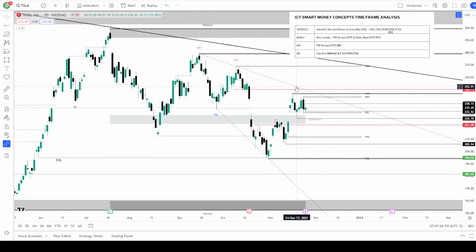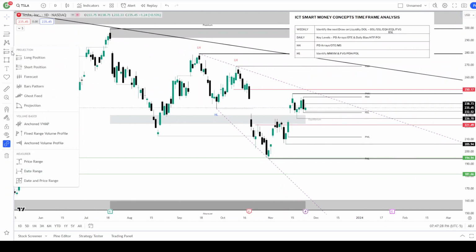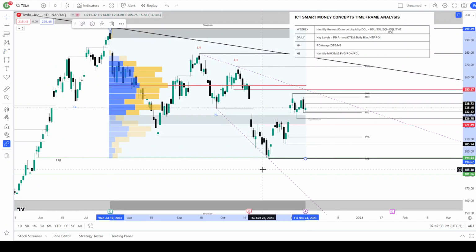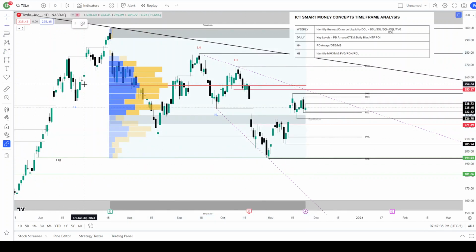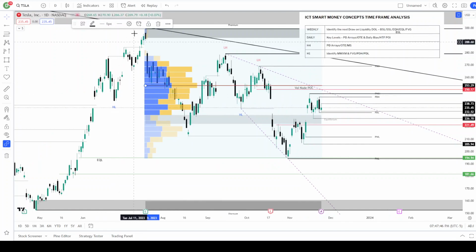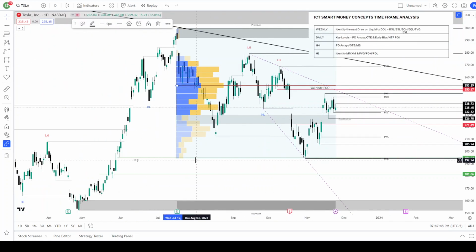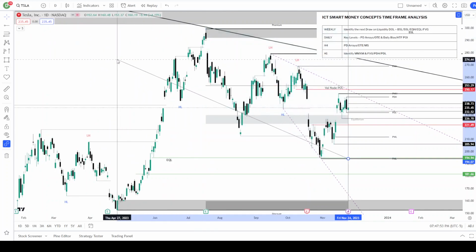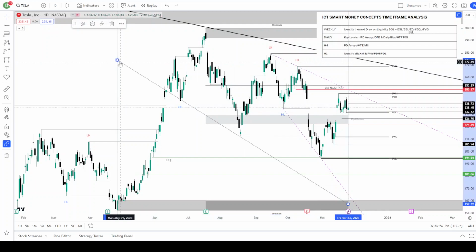And then lastly, I choose to look at fixed range volume profile on a couple different swing points. So right here, on our volume profile, 253.29 is going to be a volume node point of control. And that's going to be of this entire move right here. And then I'm going to go back even further, and I'm going to look at this entire move here.